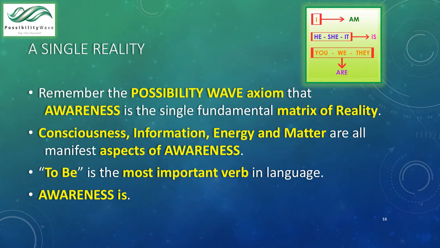You will remember, and I really can't make this more important than by repeating it, that the possibility wave axiom is that awareness is the single fundamental matrix of reality. This is our starting point. You may recall from the past presentations that matrix actually means the great mother. Consciousness, information, energy, and matter are all manifest aspects of awareness.